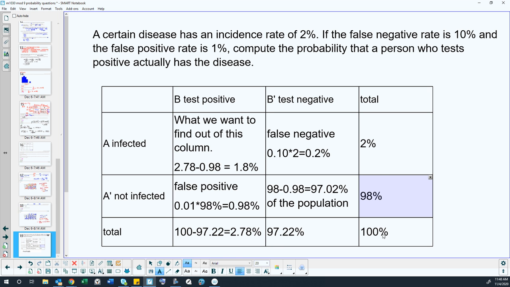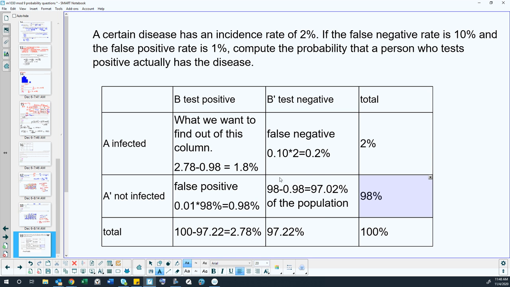So like 2 plus 98 is 100, right? So we have this number right here, so we took 2 minus this number to get this number. And then we know what this number is, and we just found this number. So you can see my work right here, where I took 98% of the population is not infected, subtracted by the number that are not infected but test positive, and that gives us the number that are not infected and test negative. So that's 97.02% of the population that test negative and are not infected.